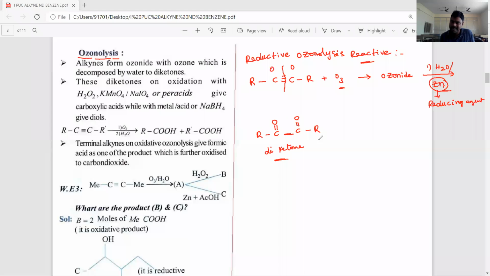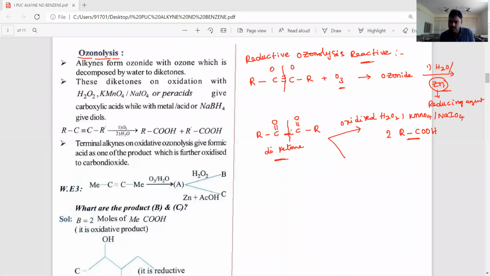Now this diketone can be oxidized with an oxidizing agent like hydrogen peroxide, KMnO4, or sodium periodate, NaIO4. If sodium periodate is used, then this single bond will break to give 2 moles of acid, that is, COOH.